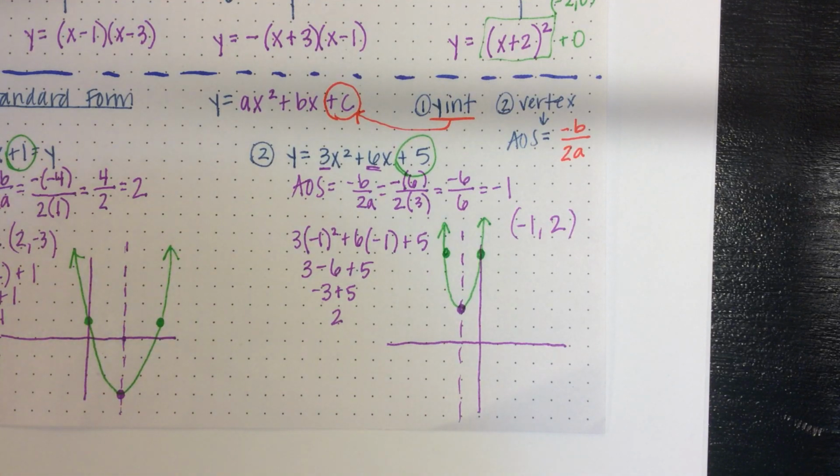Okay, it's a lot of steps, it's more work, but you start by finding your axis of symmetry, negative b over 2a. Take that value, plug it in, that's going to give you your vertex, and then use your y-intercept and reflect it over to get all the points you need to be able to draw your U shape.